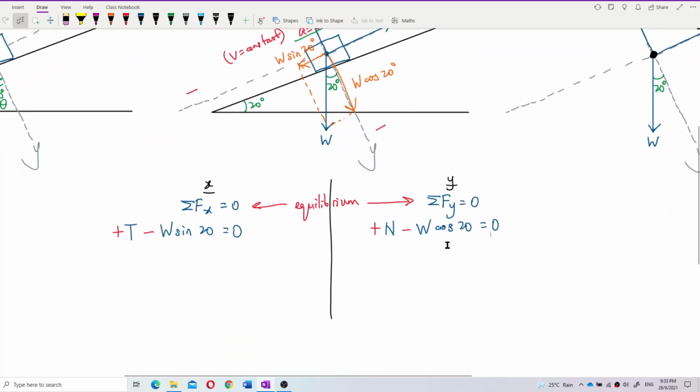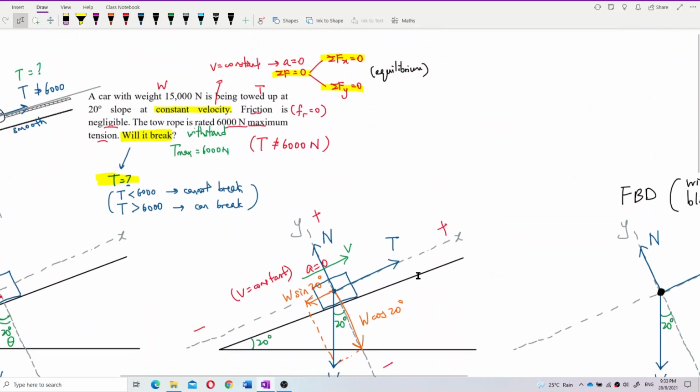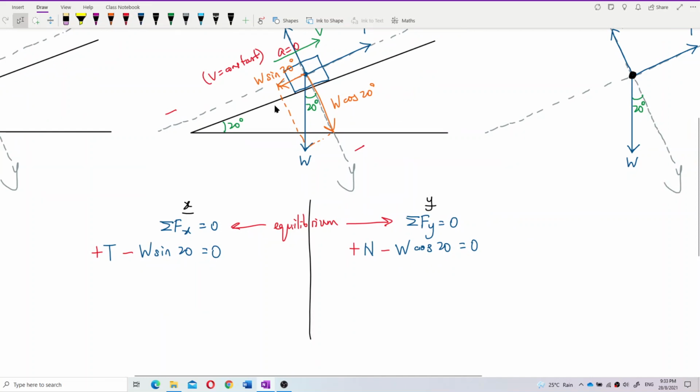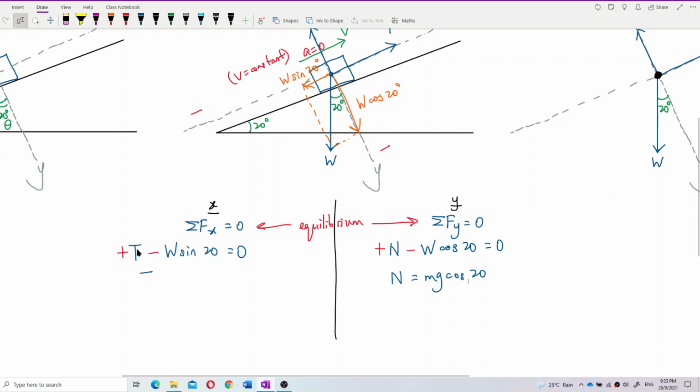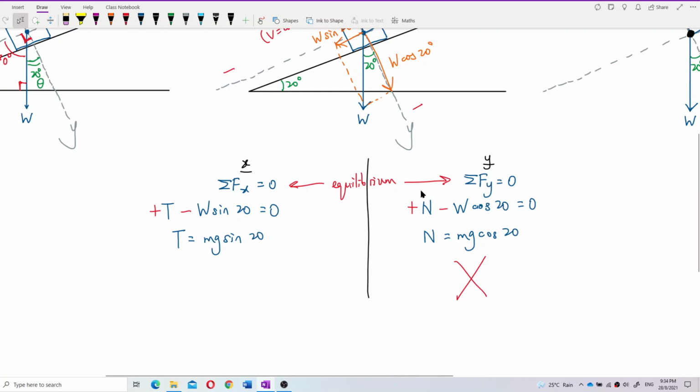Now, what else do we need to do? We need to find the tension. Which component can find us the tension? The y component can only find us the normal force: n equals w cos 20, which is mg cos 20. The tension equals w sine 20, which is mg sine 20. Which one can find us the tension? Of course, the x component. So the y component, no need to do. It's unnecessary.